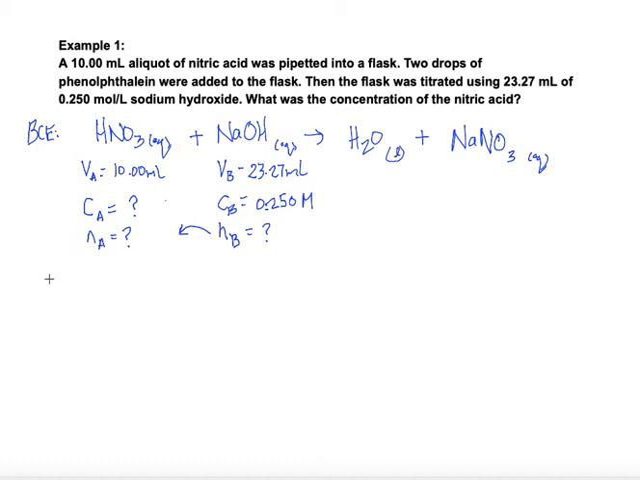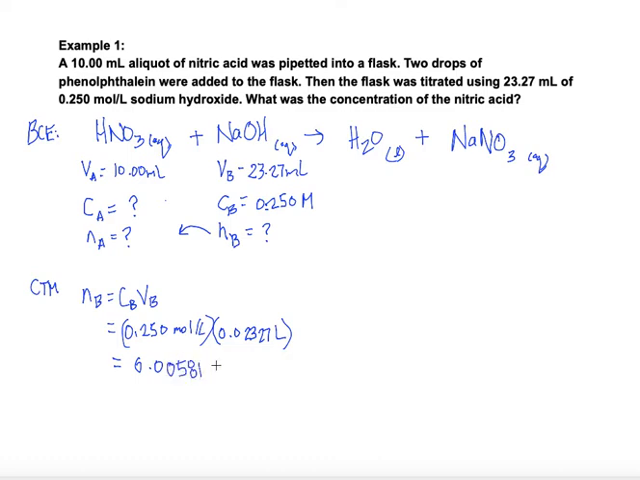So from here on in, we just follow our same approach. We want to convert to moles, right? So that was our next step. Moles of base equals the concentration of the base times the volume of the base. So 0.250 moles per liter times the volume. And this we want to make sure we convert to liters. So 0.02327 liters. And when we do that calculation, our number of moles would be 0.0058175 moles. So that's our moles of base, right?